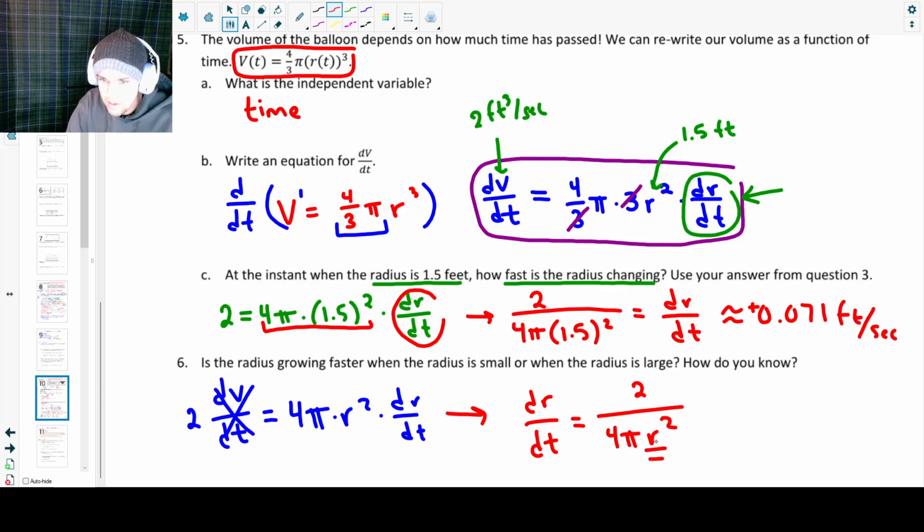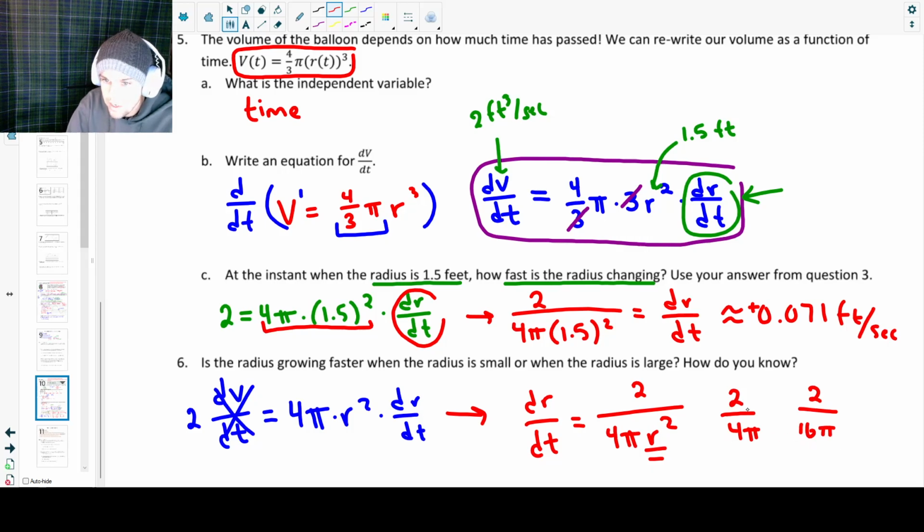When r is smaller, this value here is going to be a bigger value. Let's just do a simple calculation. Let's say r is 1. If r is 1, we get 2 over 4 pi. I know that can simplify, but let's just think about it, 2 over 4 pi. When r is 2, we get 2 over 2 squared times 4, so 2 over 16 pi.